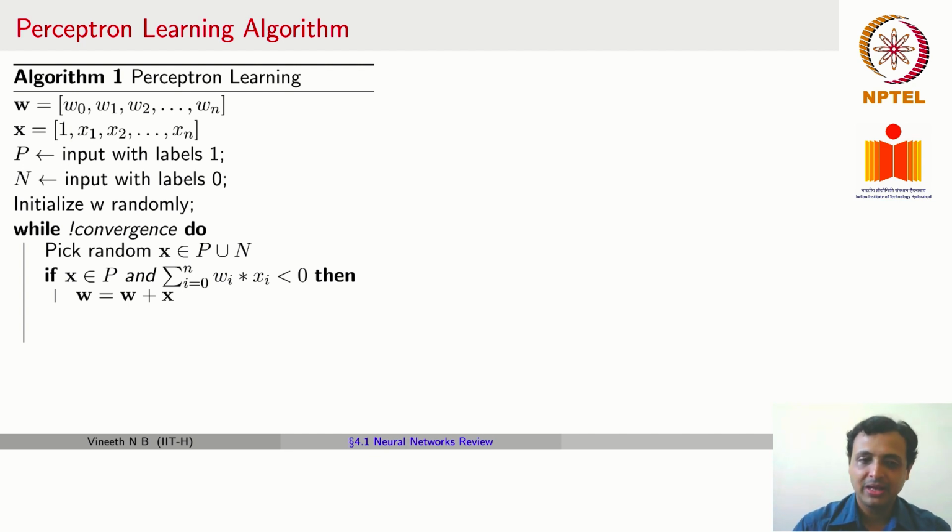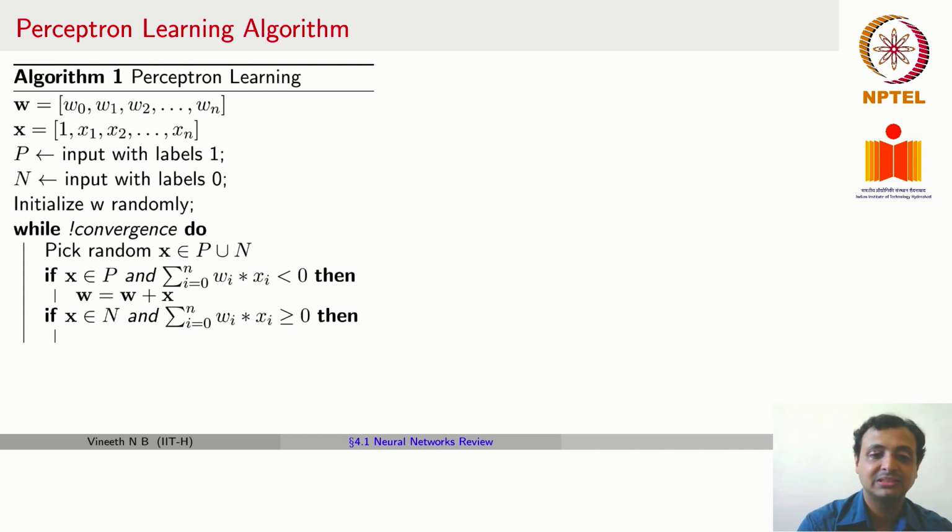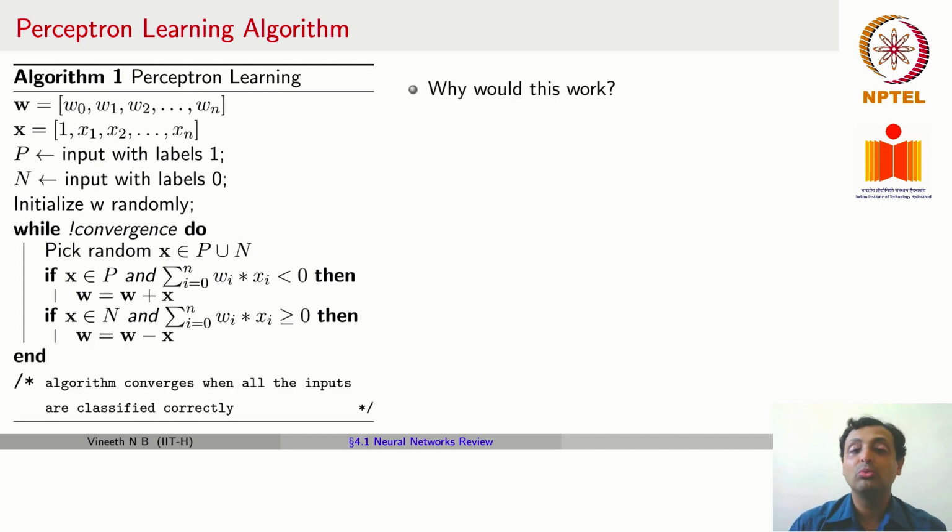We'll see in a moment. And if X belongs to the negative class and your output turned out to be positive or non-negative, it could be equal to 0, you once again subtract X from W. Now you could ask the question, what about the scenario where X belongs to P and the summation of Wi Xi is greater than or equal to 0? You simply don't do anything in that particular scenario. Same case with X belonging to N and the summation being less than 0. You assume things are good and don't worry about the weights in those scenarios.